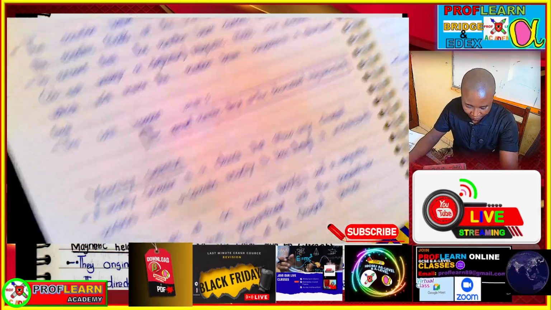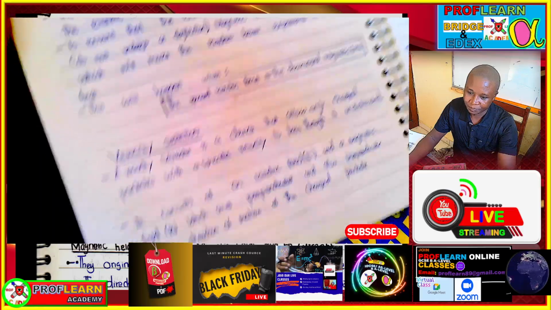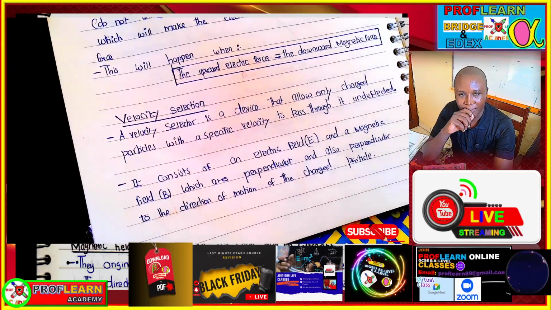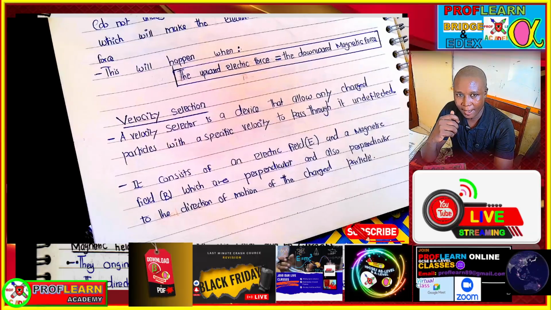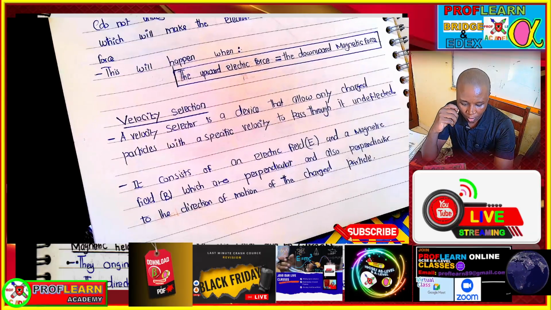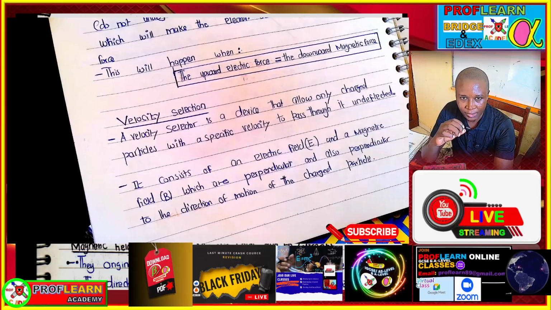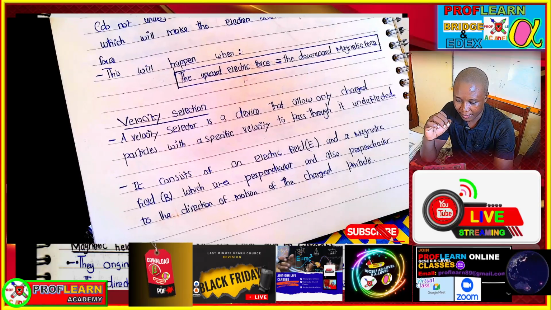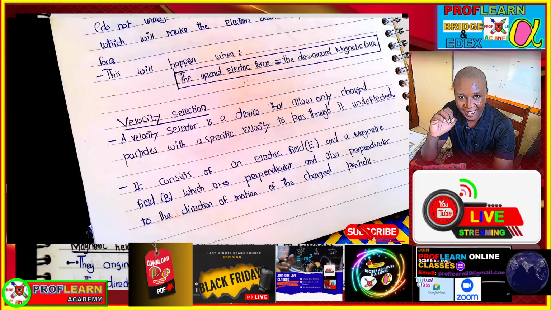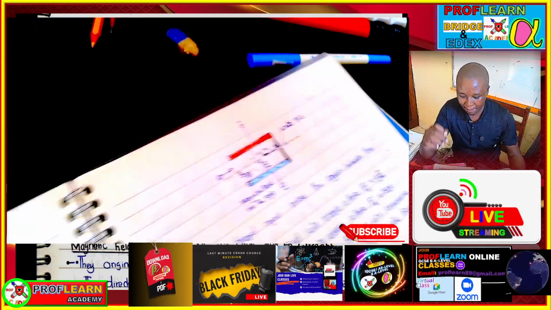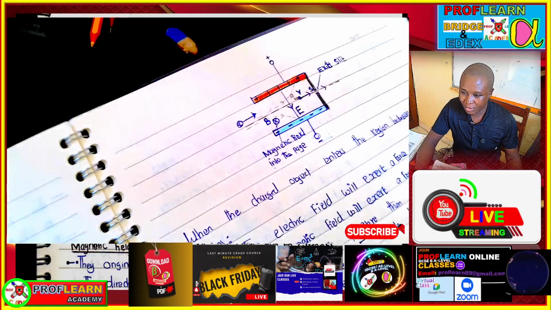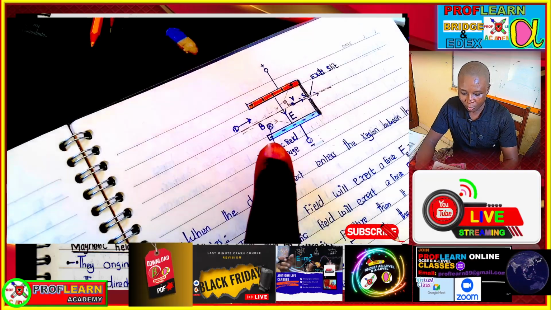There's the concept of velocity selection. Velocity selection is used in a velocity selector, whereby only particles with a particular velocity are going to pass. So we understand that if an electron is placed in a magnetic field and an electric field, this electron is going to experience a force.